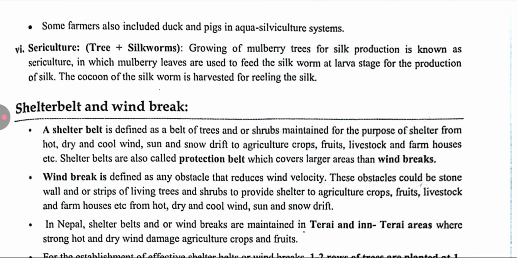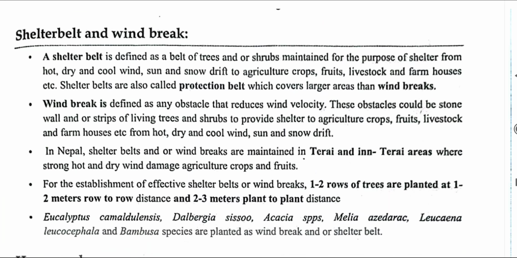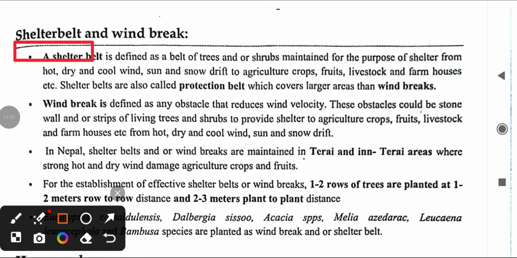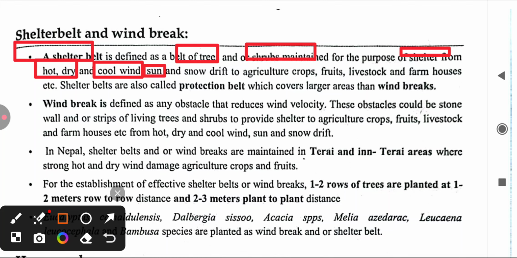Shelter belt and windbreak. Shelter belt is defined as a belt of trees and shrubs maintained for the purpose of shelter from hot, dry, and cold wind, sun, and snow drift to agriculture crops, fruit, livestock, and farmhouse, etc. Shelter belts are also called protection belts, which cover a larger area than windbreaks.